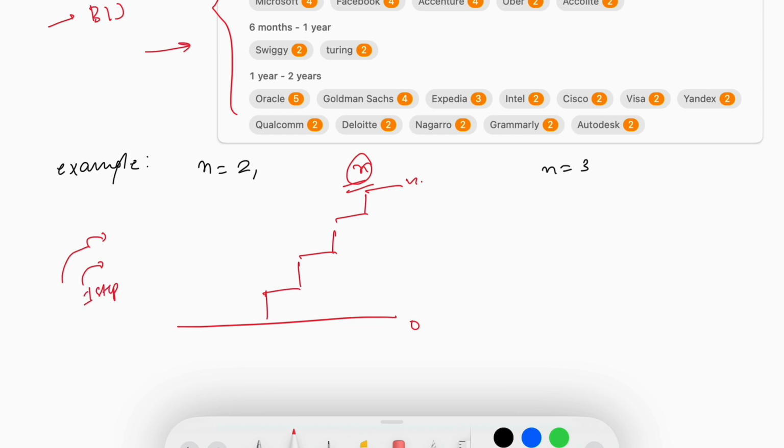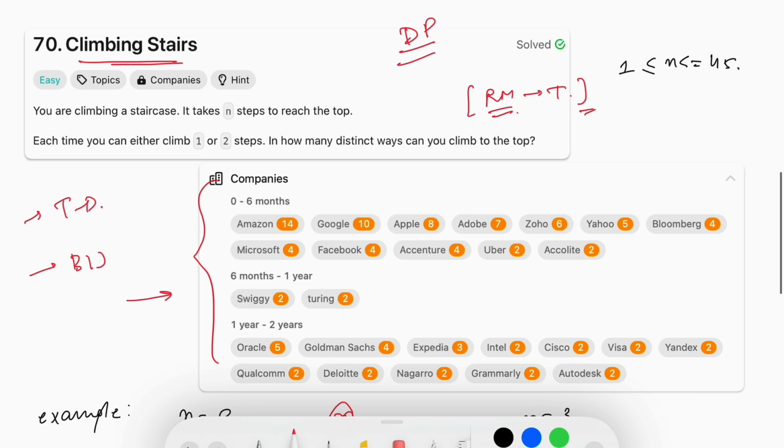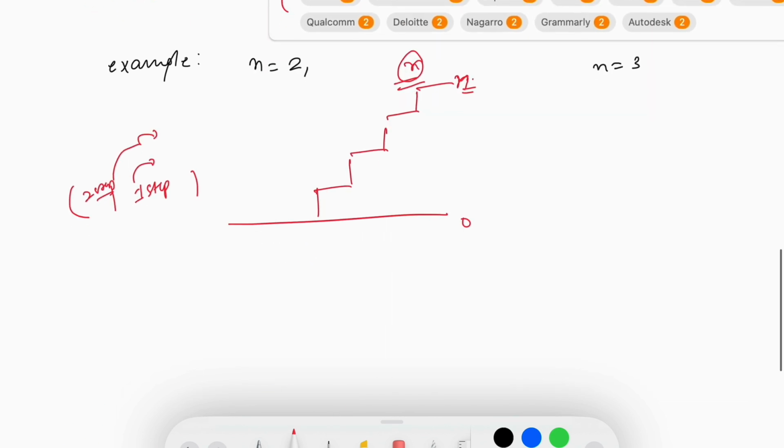So either we can take one step or two steps, it's up to you. And we have to reach till n level. So we have to return the number of ways we can reach n level. You are climbing a staircase, it takes n steps to reach the top. Each time you can climb one or two steps. In how many distinct ways can you climb to the top?